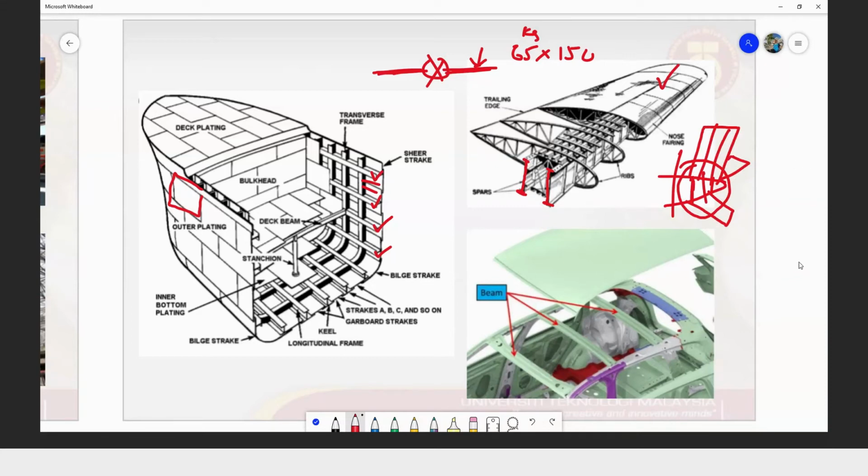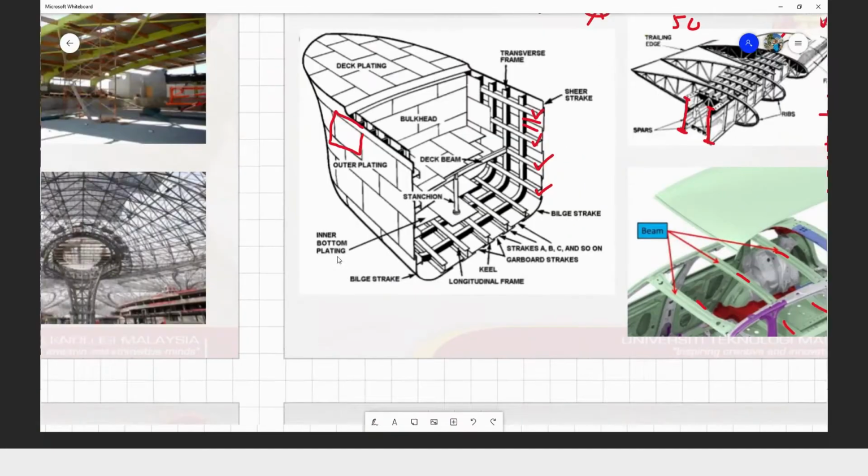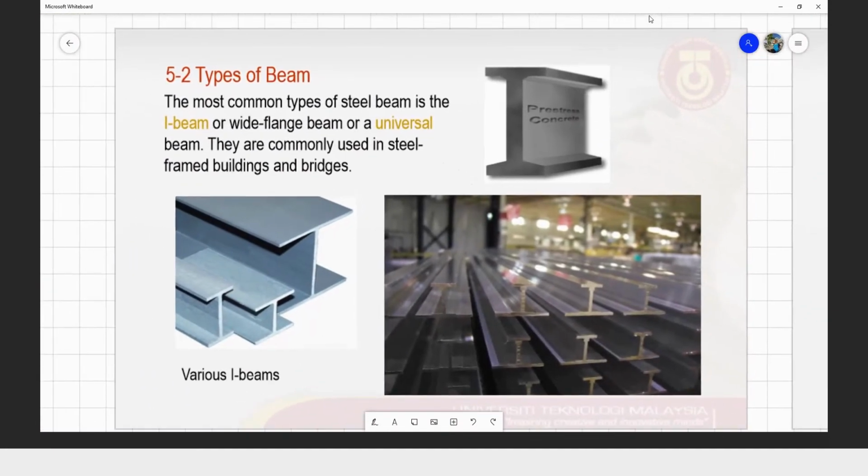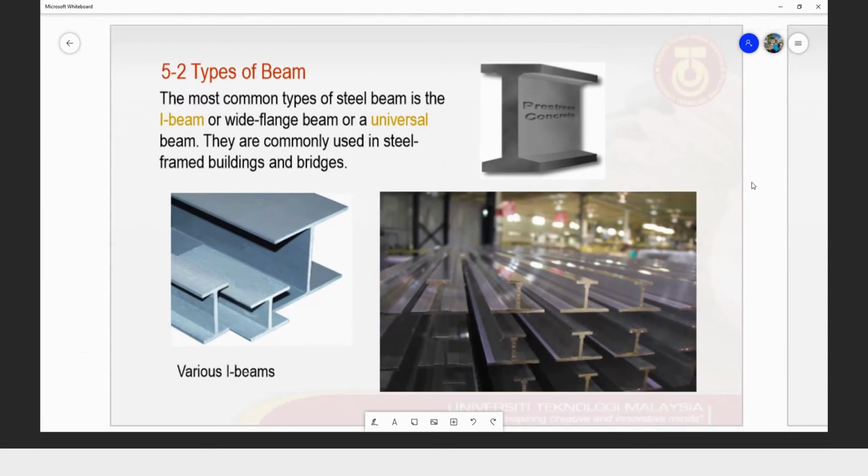So not only for the aircraft, for the car as well, you may find there are several beams. Dekat bawah pun ada, dekat floor, dekat roof dia, semua ada beam. So this is just to show you how important the beam is. Okay, yang ni I think you have learned in solid mechanics.